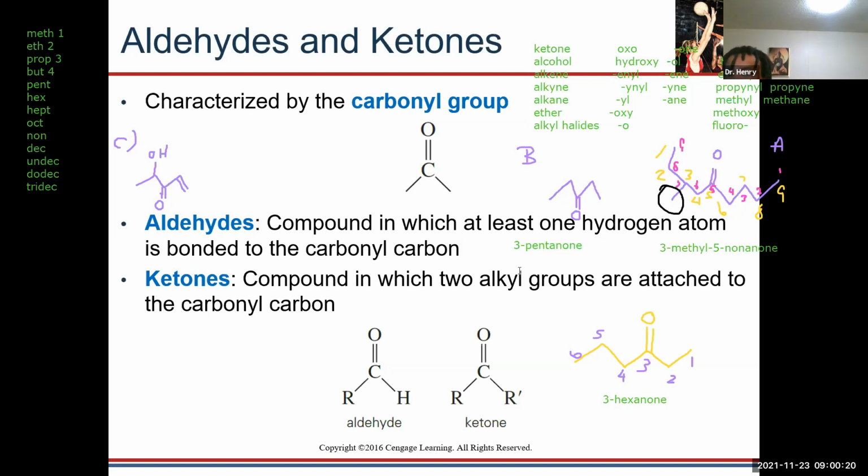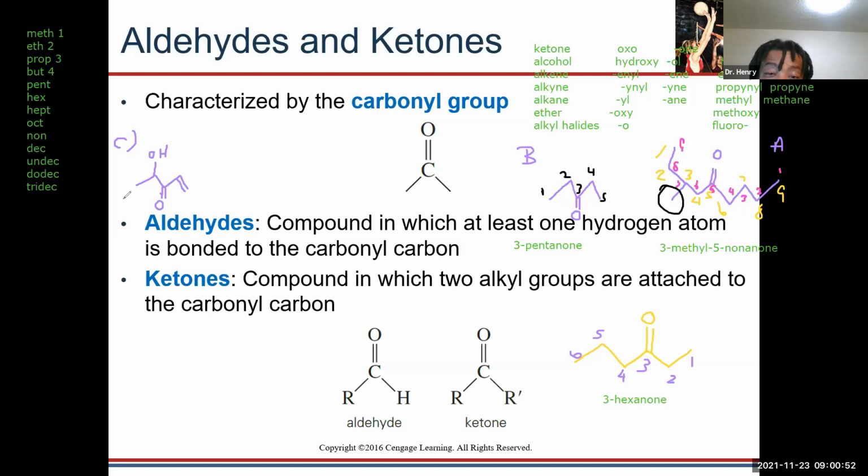Questions? Concerns? Why 5? So we have to count the carbon chains. So that's 1, 2, 3, 4, 5 carbons. Do you see that, Bernice? Okay, so now let's do C.